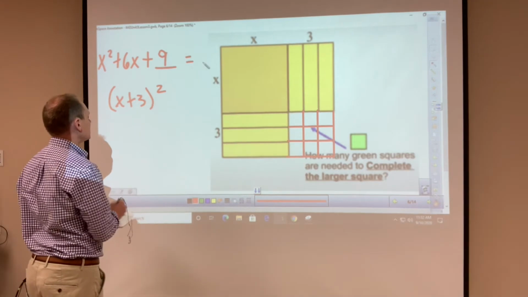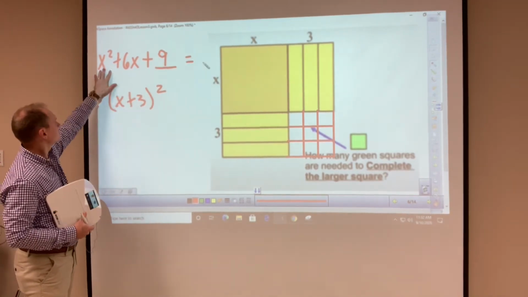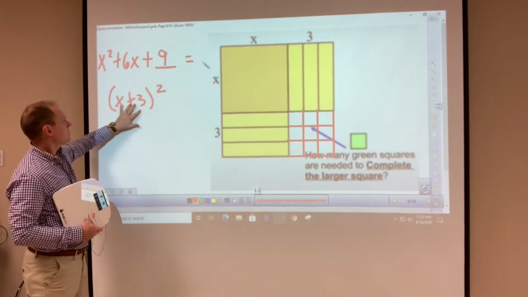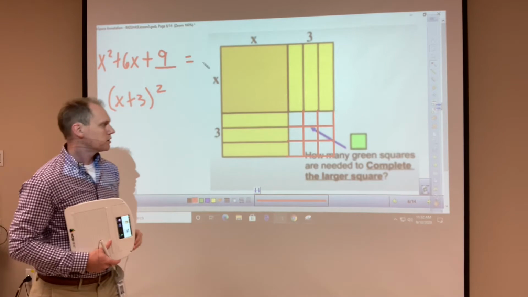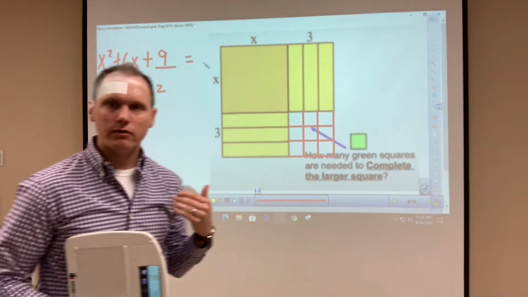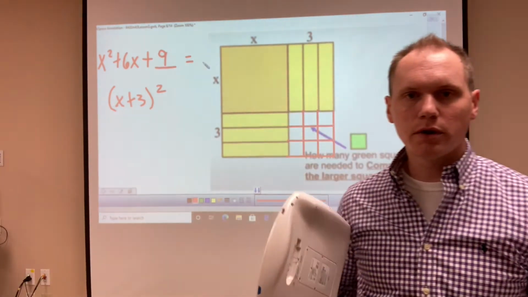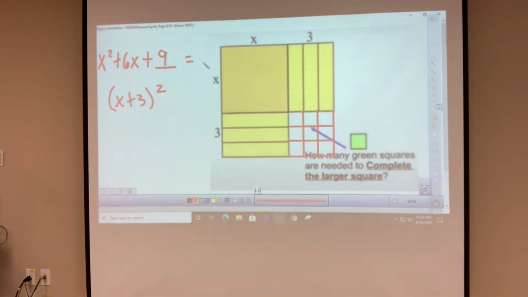So this is equal to this. This is the sum of all the areas individually. This is the area of the entire thing put together there. So anyways, that's just a visual of how completing the square works. We're literally completing the square if you think about it using algebra tiles.